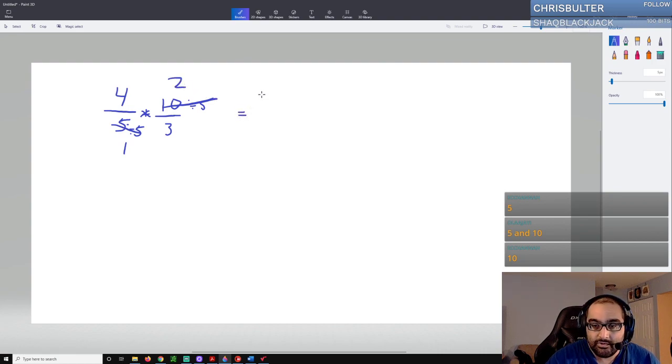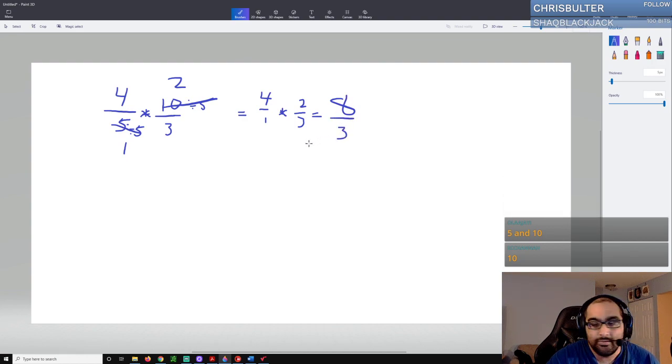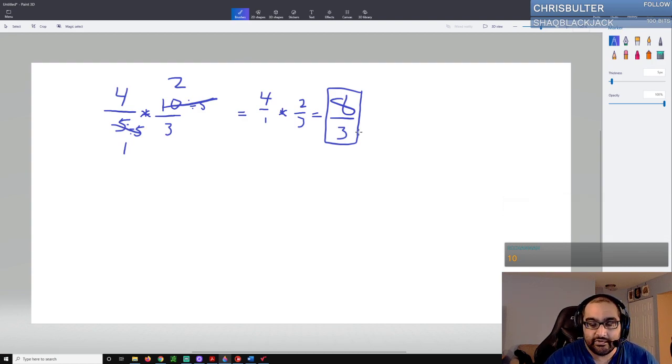Then we just go ahead and rewrite what we have here. So we have 4 over 1 times 2 over 3. Multiply straight across now. So our final answer here will be 8 over 3. Okay, and that's our final result for that. Any questions about that example? We're going to do some more examples, of course, but just showing off the basics here once again.